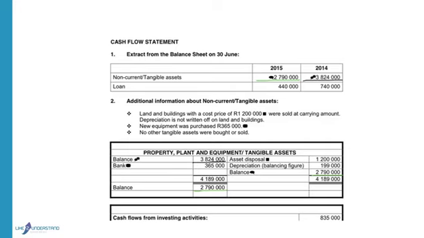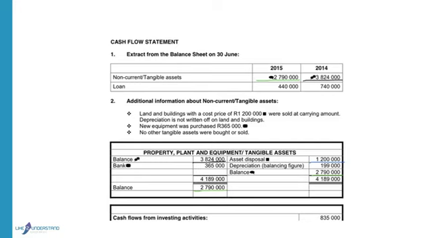Okay, then they tell us that land and buildings with a cost price of 1.2 million were sold at carrying amount. Depreciation is not written off on land and buildings, so therefore it means that this total asset was reduced with the cost price because there was no accumulated depreciation. So I will credit my property, plant and equipment account and I will debit asset disposal with the carrying amount, or in this case the cost price.